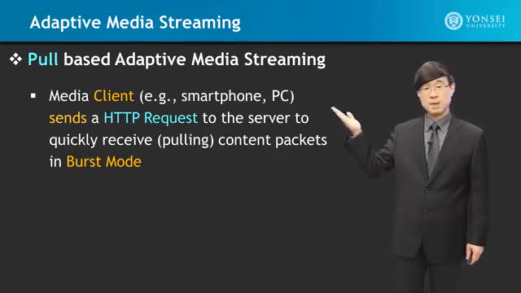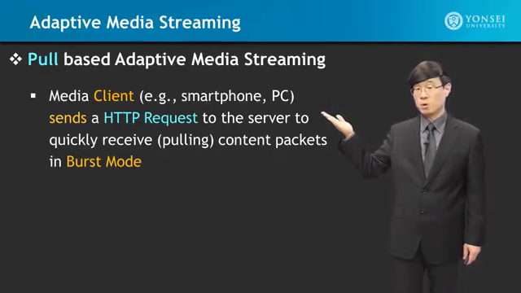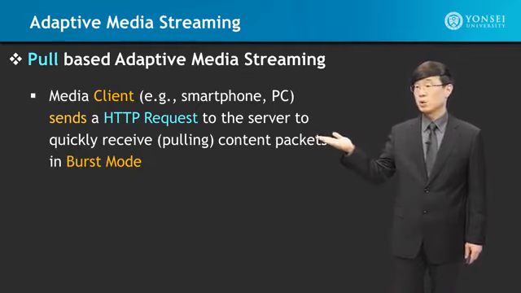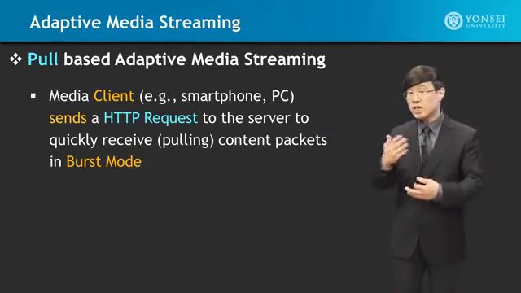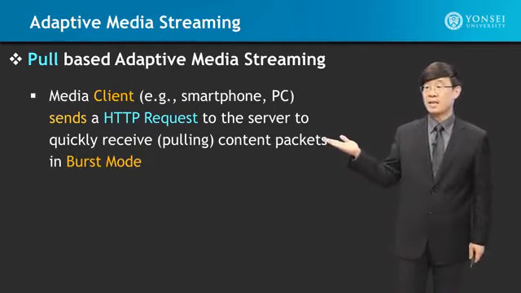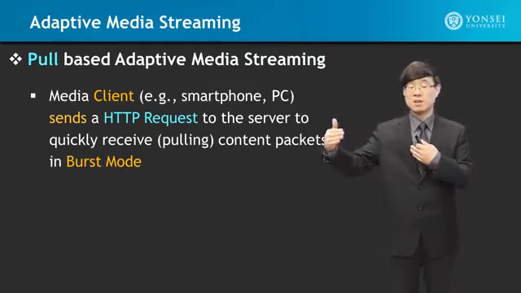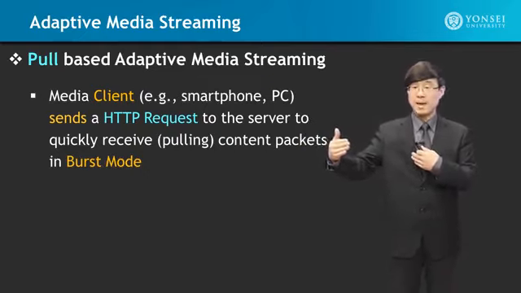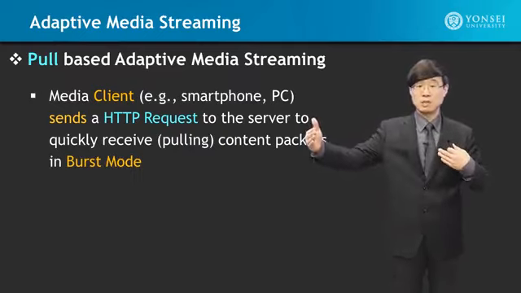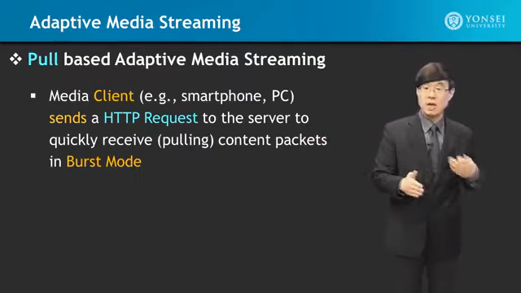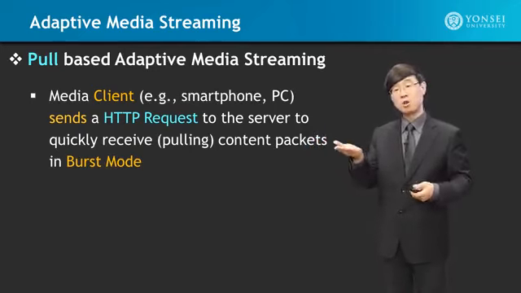Pull-based adaptive streaming technology. The media client, which is like your smartphone or your personal computer, sends HTTP requests to the server to quickly retrieve, this is your pulling in your packets, content packets in burst mode. Meaning that when you request for something, you want it to be sent very quickly, such that you receive packets in a sequence, and then you save it in your memory, and you can replay it back on your mobile device.